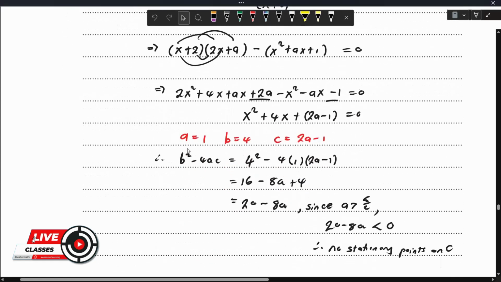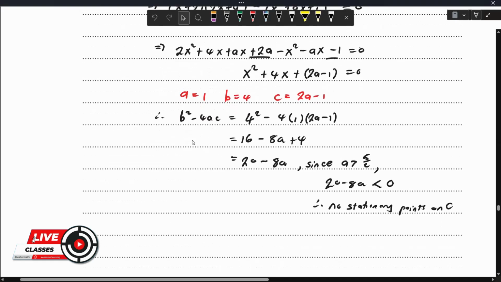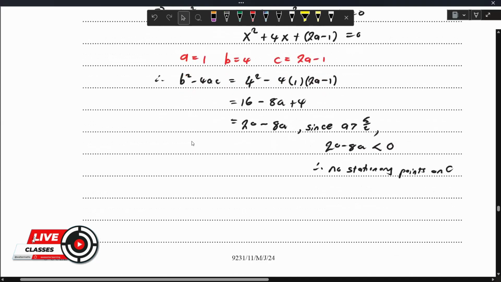Yes, I did up till the differentiation part by myself, then I completely forgot that I needed to do the discriminant. That's why I was stuck. I see, I see. All right. Anyways, let's move on.